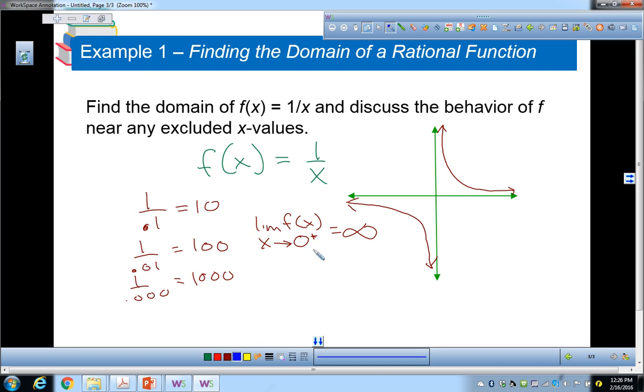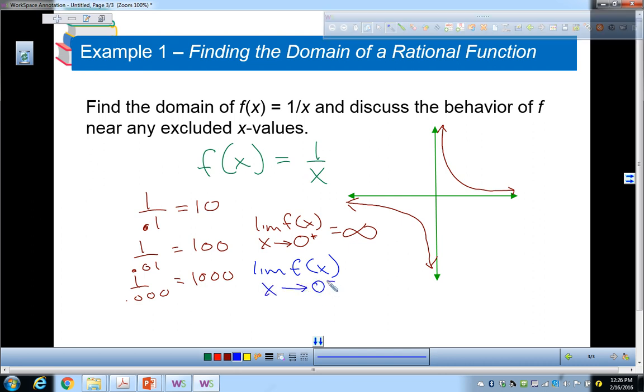Okay, so using the same idea, what would be the limit of f of x as x goes to 0 from the left side? Negative infinity. Do you understand that? Okay? This is equal to negative infinity. In other words, as I get closer and closer to 0, this function gets closer and closer to a very big negative number.